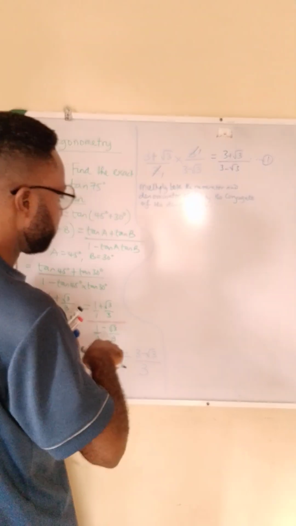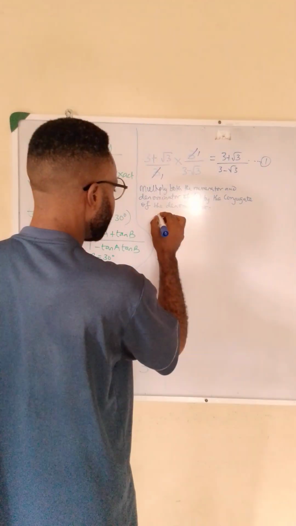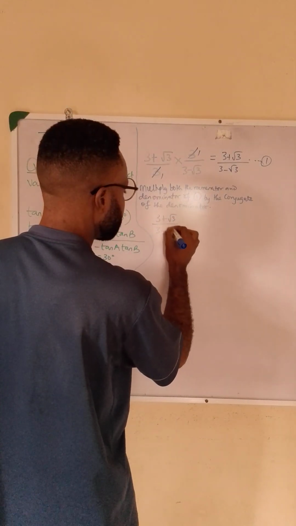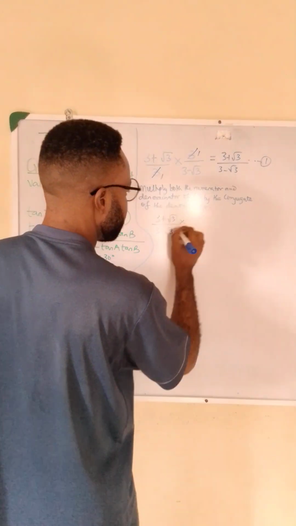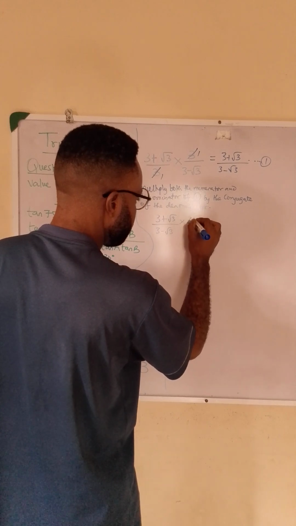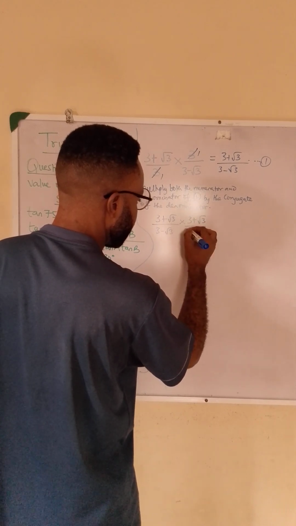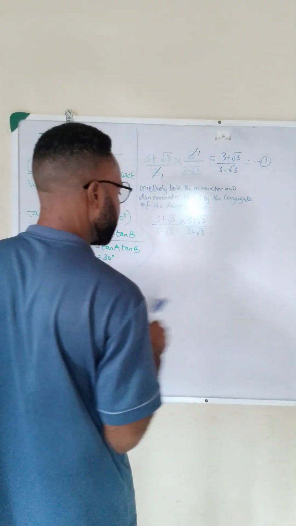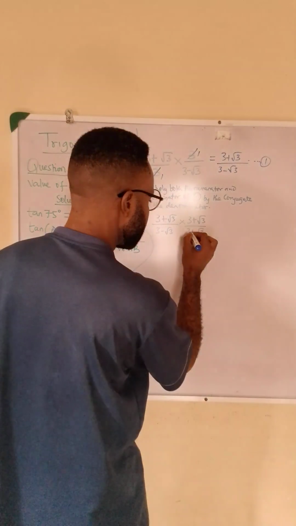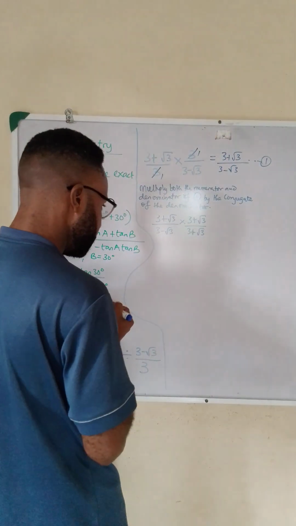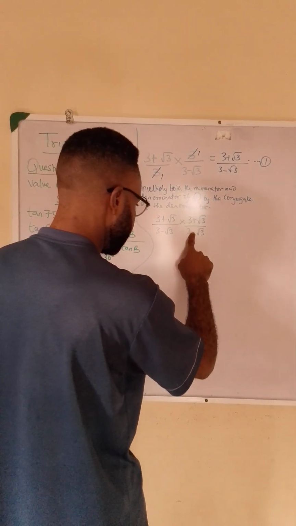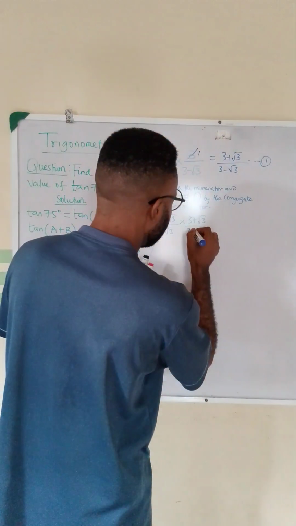So since it is negative here, we have 3 plus root 3 over 3 minus root 3. Now multiplying by the conjugate, because it is negative here, it will be multiplied by 3 plus root 3 over 3 plus root 3. We are multiplying by 3 plus root 3 because this one is minus here. But assuming it was plus, we would multiply by 3 minus root 3 over 3 minus root 3. So that's how to do it.